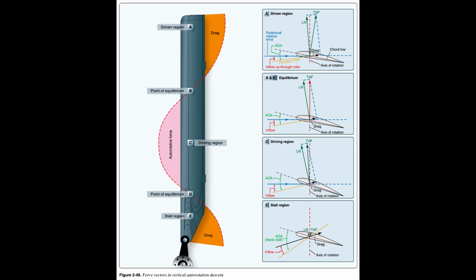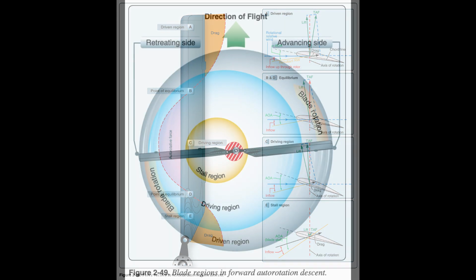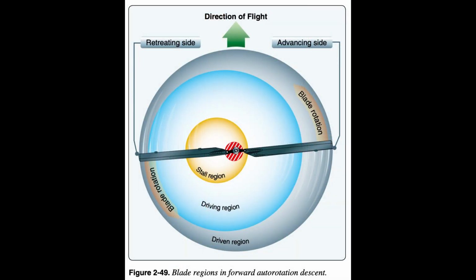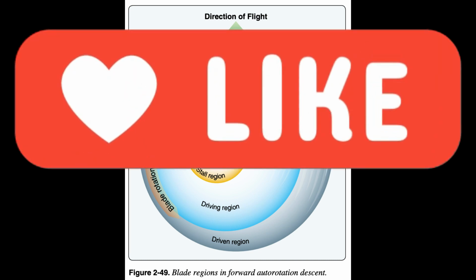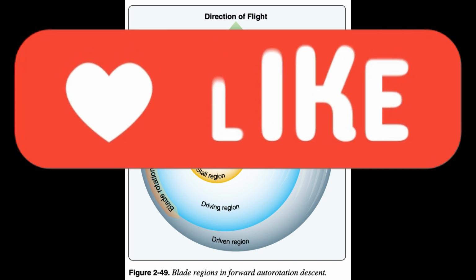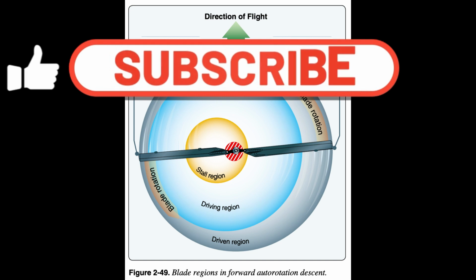Figure 2.48. Force vectors in vertical autorotation descent. End of page 2-27. Figure 2.49. Blade regions in forward autorotation descent. End of page 2-28. End of chapter 2.